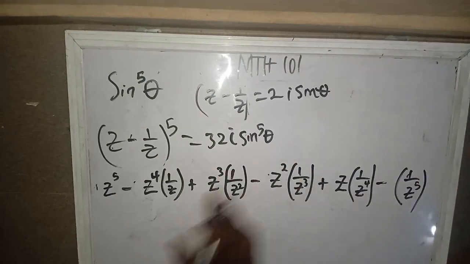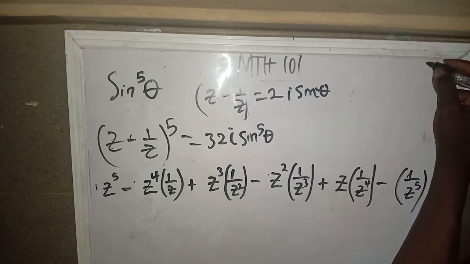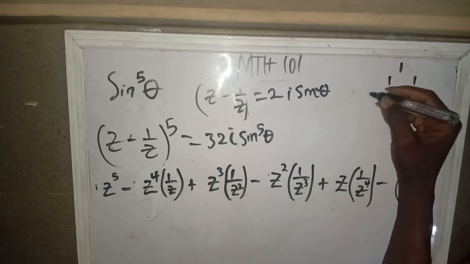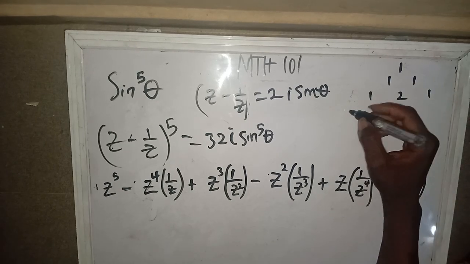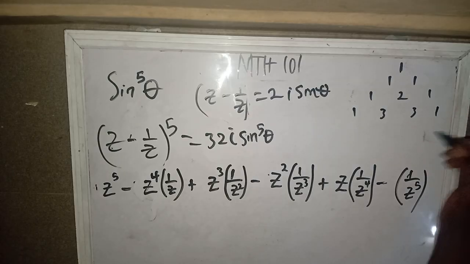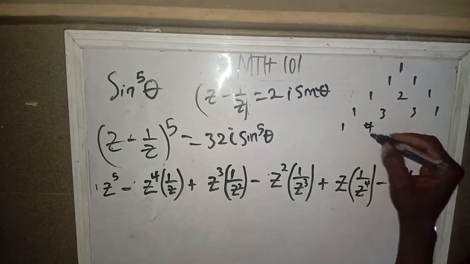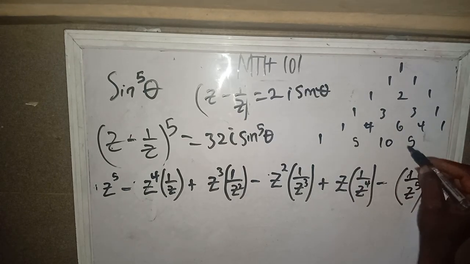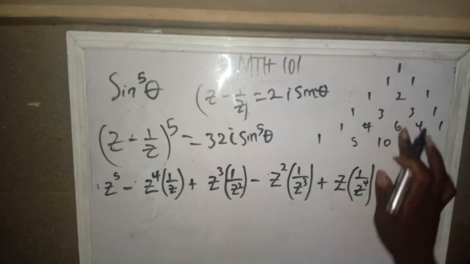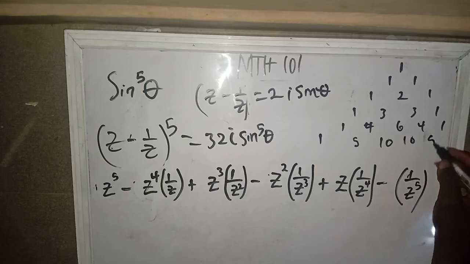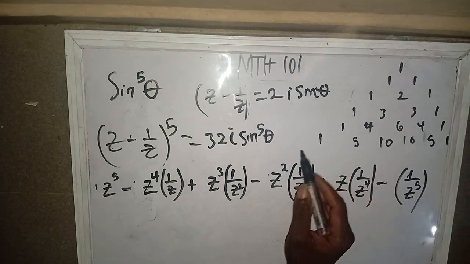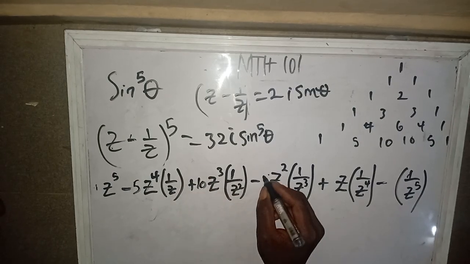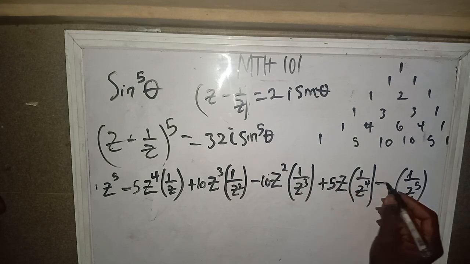Now let's use Pascal triangle to get the coefficient. Pascal triangle, if the power is 0, you have 1. If the power is 1, you have 1, 1. If the power is 2, you have 1, 2, 1. If the power is 3, you have 1, 3, 3, 1. If the power is 4, you have 1, 4, 6, 4, 1. If the power is 5, you have 1, 5, 10, 10, 5, 1.